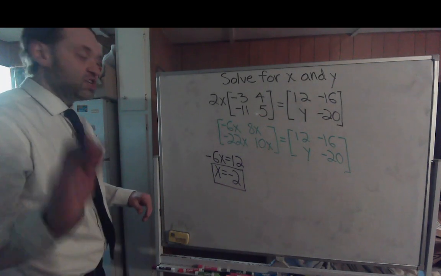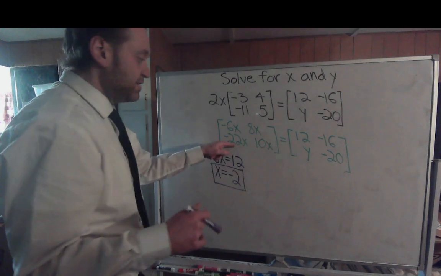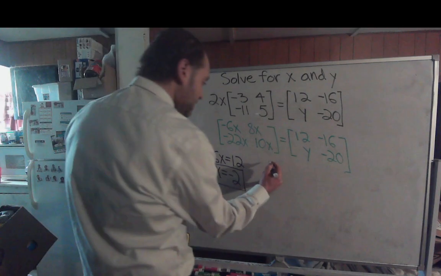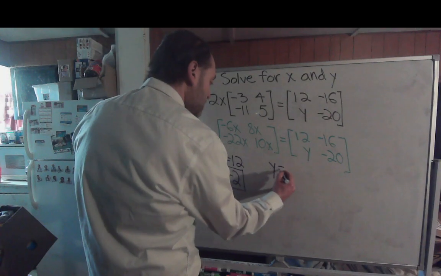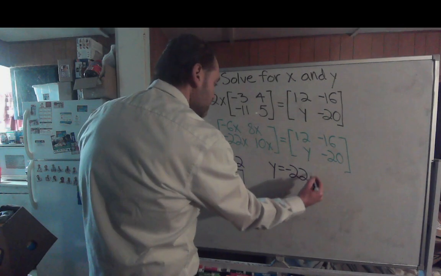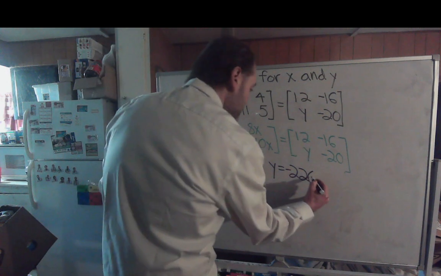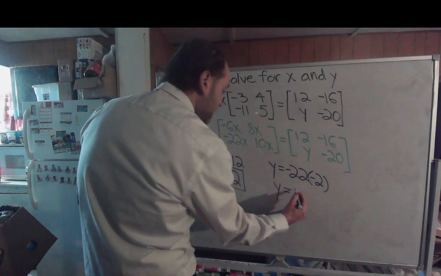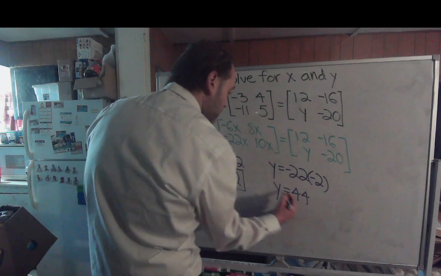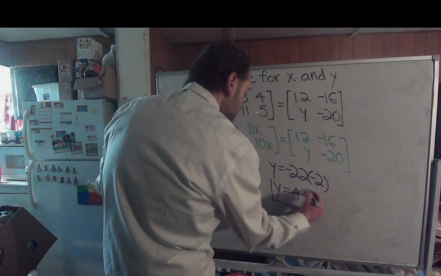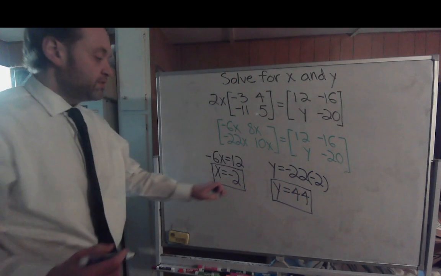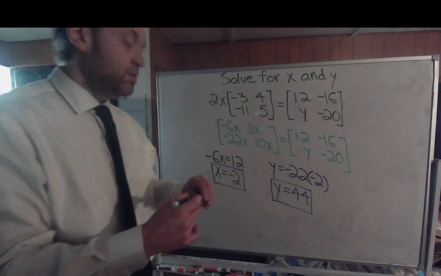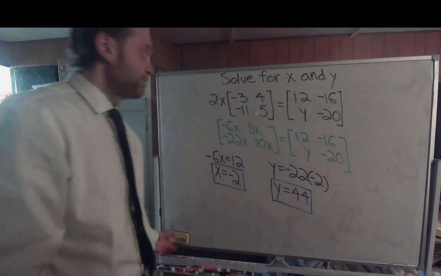Now, we can solve for y by putting that negative 2 in at negative 22x. So y would equal negative 22 times that x value of negative 2, which means y would have to equal positive 44. So you should get an x value of negative 2 and a y value of 44 in the end.